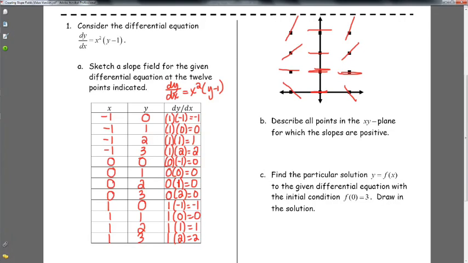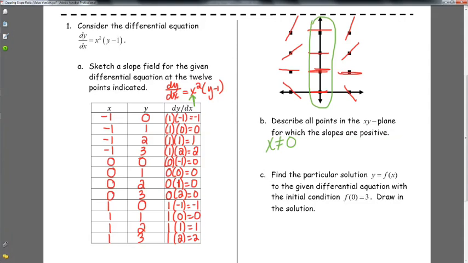And so they want me to describe all the points in the xy plane for which the slopes are positive. First of all, I need to somehow say all of these x-coordinates. No matter what I have, when x is equal to 0, my slopes are always going to be 0. So x cannot be 0, because if I multiply by any type of 0 right there, I'm going to have a 0 slope, so that's not positive.